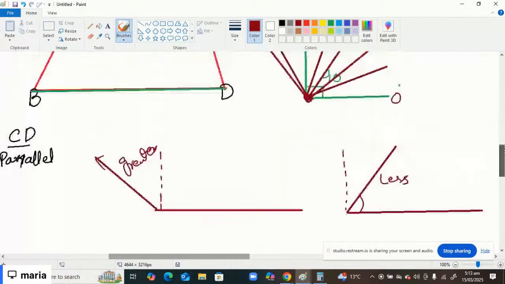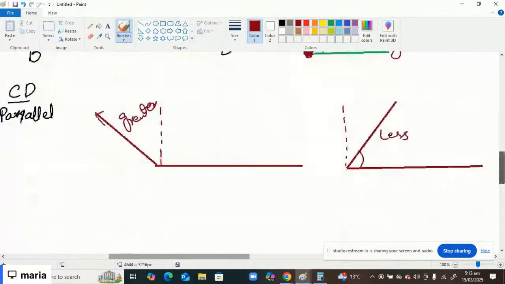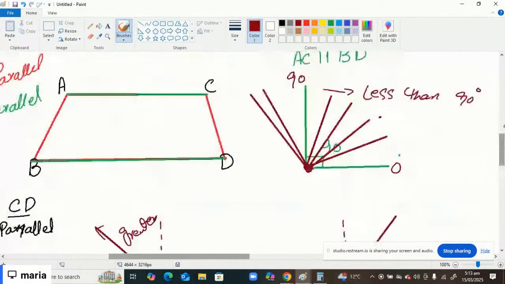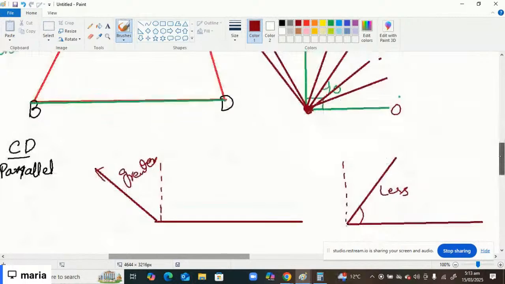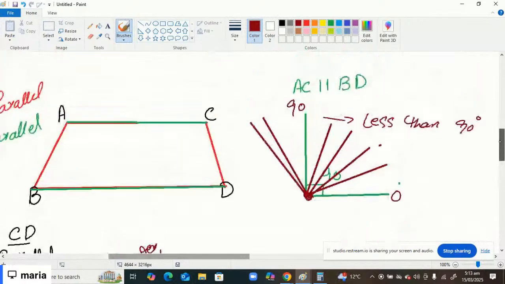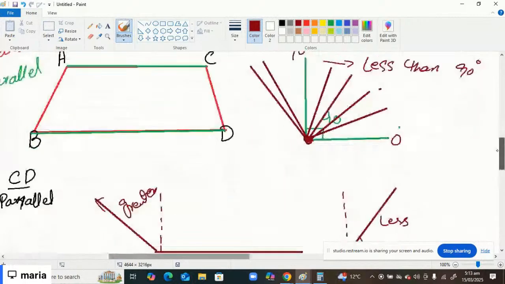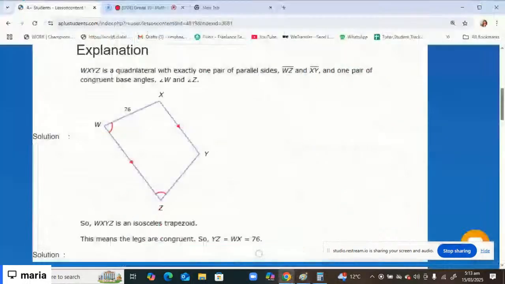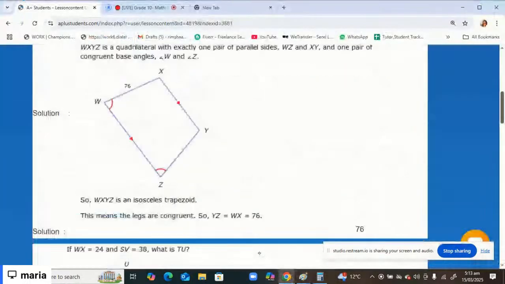So if the angle is not 90, it may be 70, maybe 75, maybe 76. You are going to check it by using the protractor. So now when we can see this angle, that is 76.